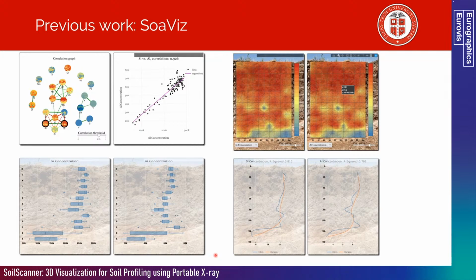In our previous work called ENVIRVIS, we provided 2D graphical analysis functionalities such as the correlation graph for all the detected elements, the correlation between a pair of elements, pairwise elemental spatial distributions, the elemental distribution over different horizons of the soil profile, and also a way to compare different soil profiling approaches.